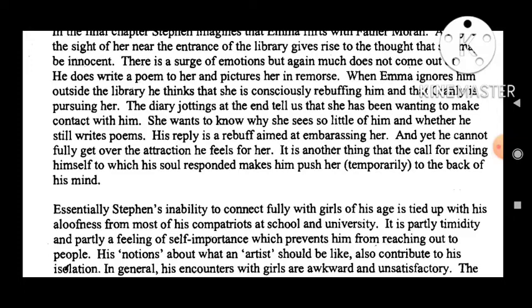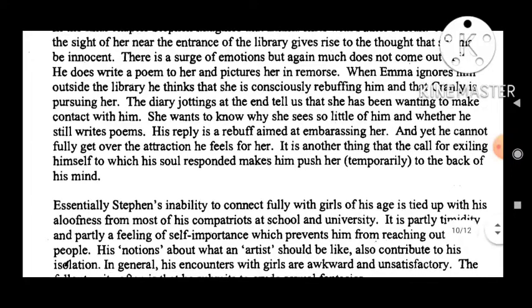There is a surge of emotions, but again nothing comes out of it. He does write a poem to her and pictures her in remorse.